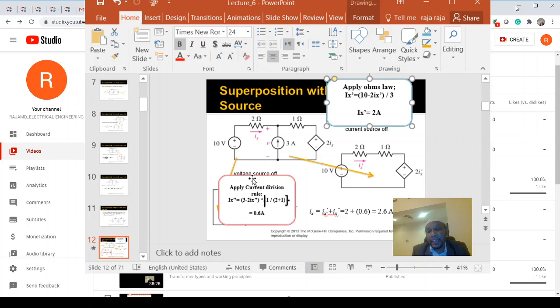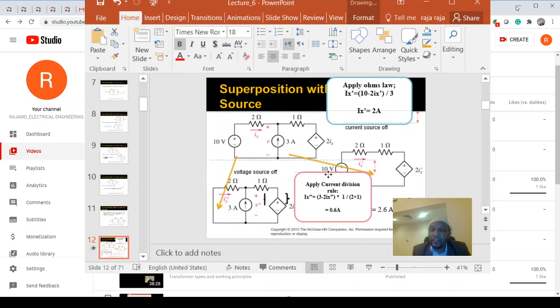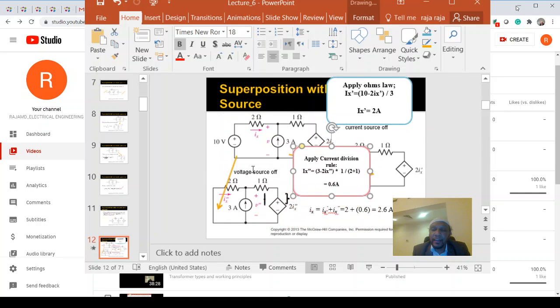Then what about the second case? In my second case, I switch off the voltage source, the 10 volt. How do I turn it off? Make it a short circuit, I know. I keep the independent current source and the dependent source also, and I am not going to touch them. Now I apply the current division rule to calculate the current flowing through the 2 ohm resistance, that is Ix double dash. So how can I write Ix double dash?